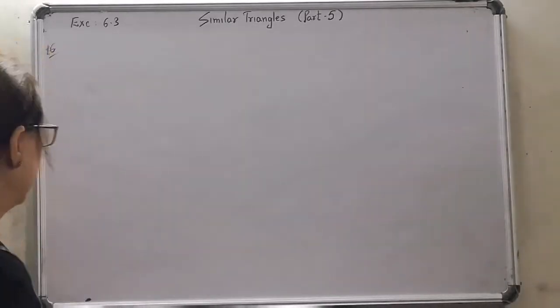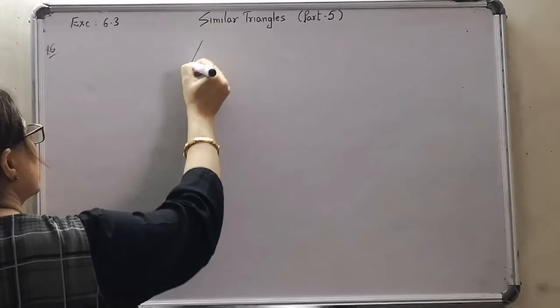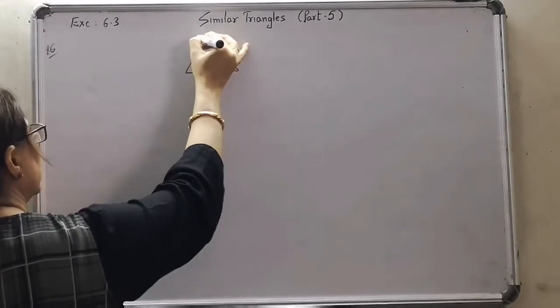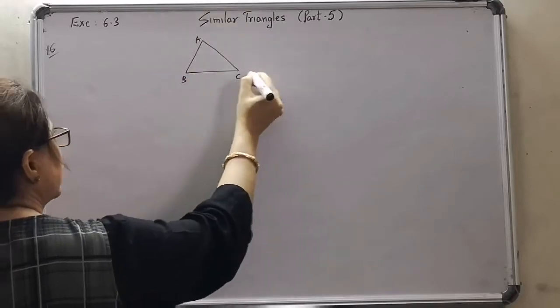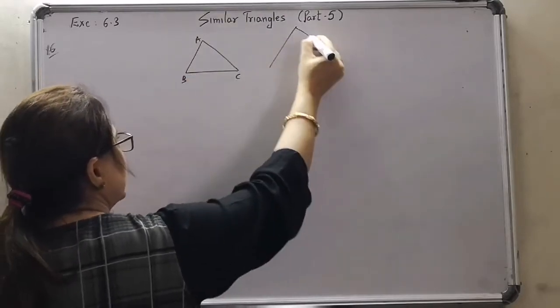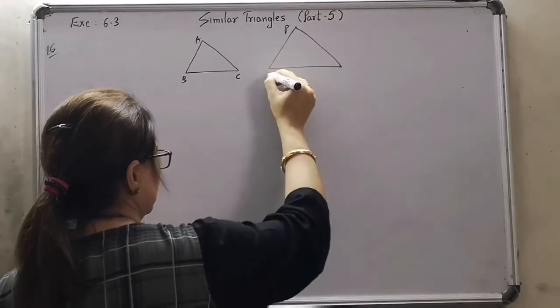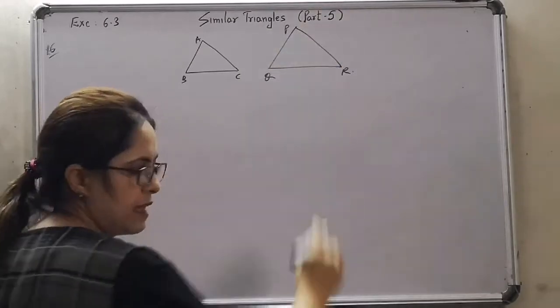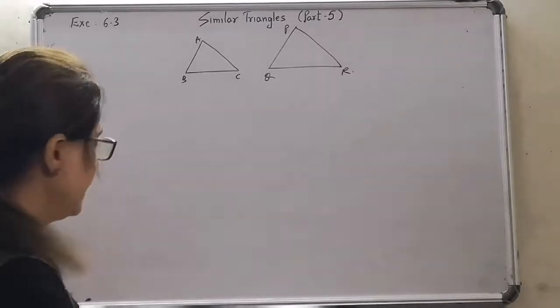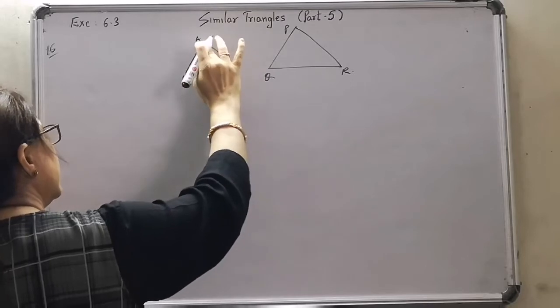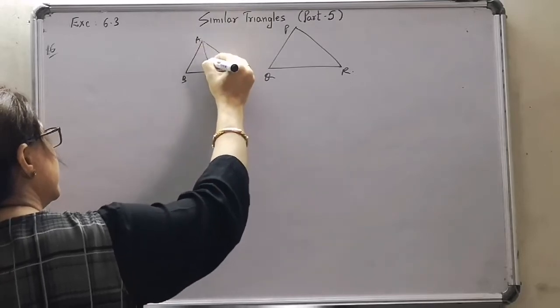Let's draw the figures from the given data and see what's given to us and what we have to prove. We are being given two triangles. One is triangle ABC and the other one is triangle PQR. They have given us that these two triangles are similar. Besides this, they have given us that AD is the median of triangle ABC from A on BC.